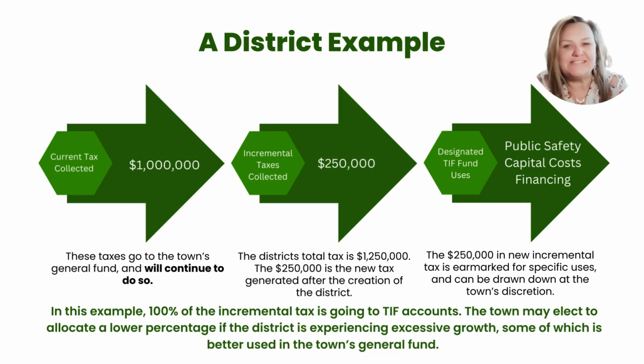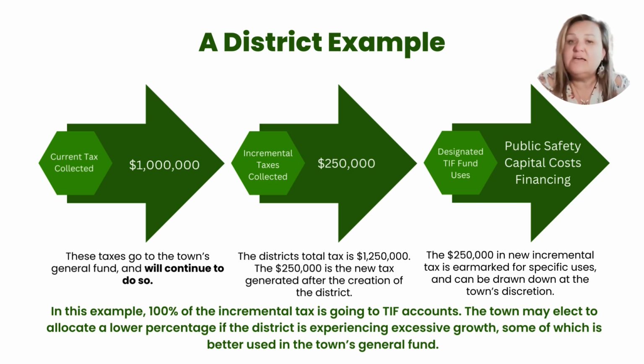Let's look at a simple example. A town collects $1 million in taxes from a particular district. These funds go directly to the town's general fund and will continue to do so. Now, suppose we implement a TIF district in this area and make some significant improvements. As a result, the total tax collected from the district increases to $1,250,000.